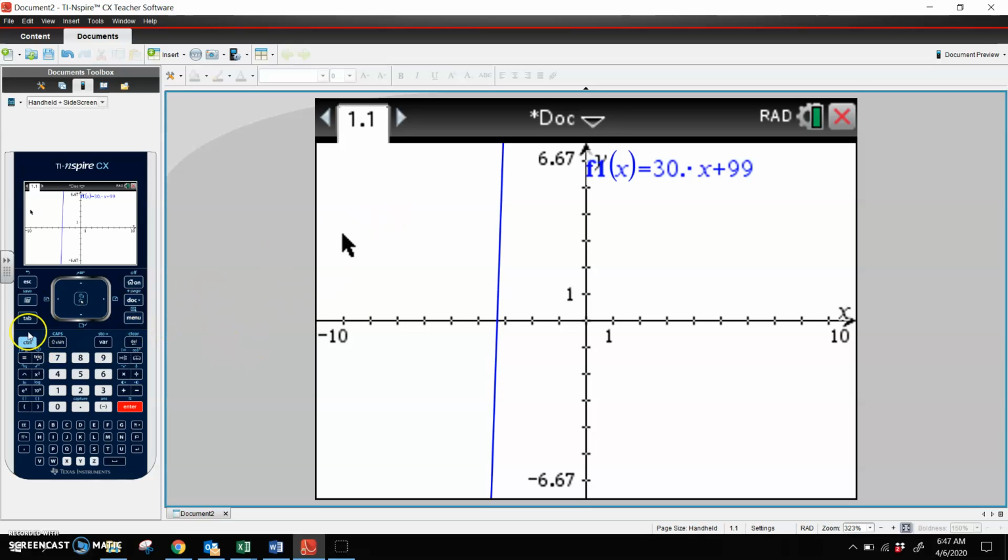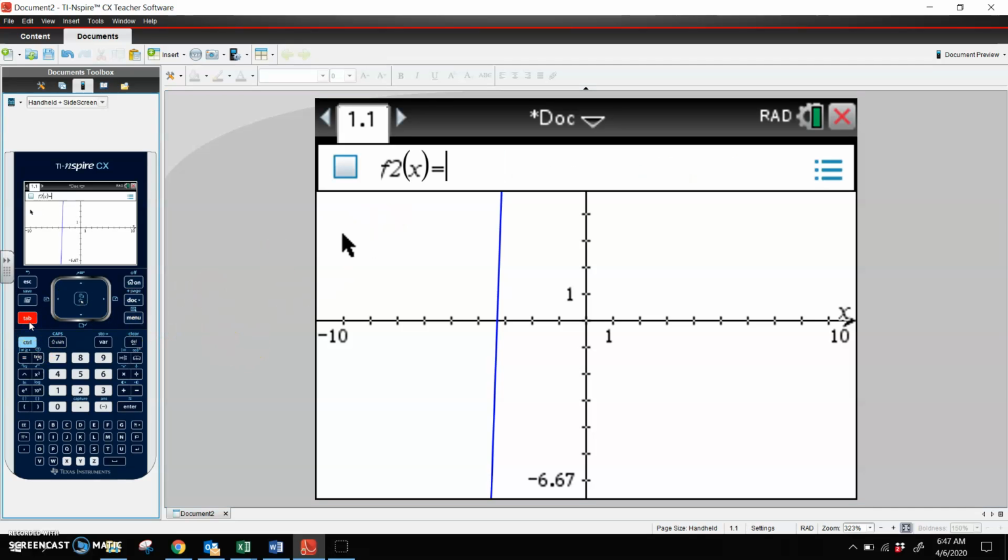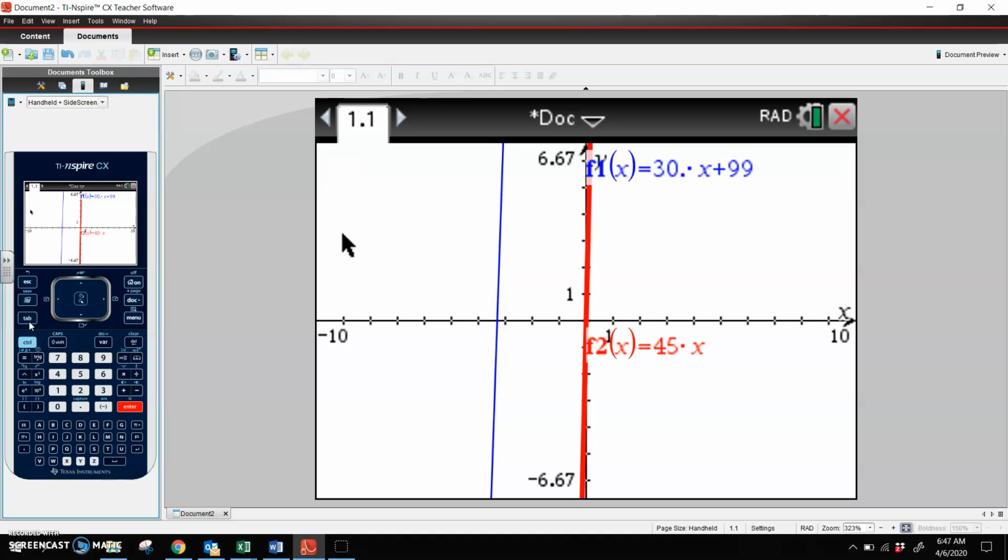To get my equation bar back, I'm going to go tab. And in this one, I just am going to type in 45x. You can see I can see more of that, but it's an awfully steep graph. So I do need to change my window.